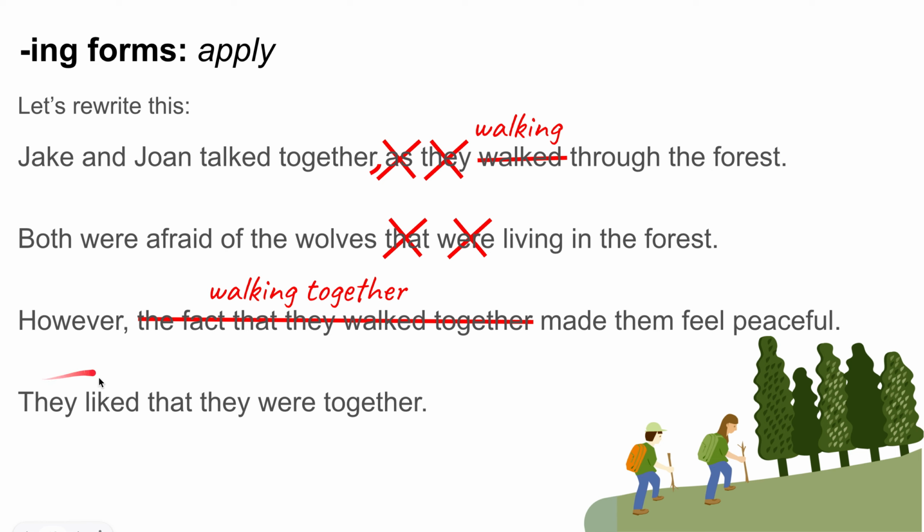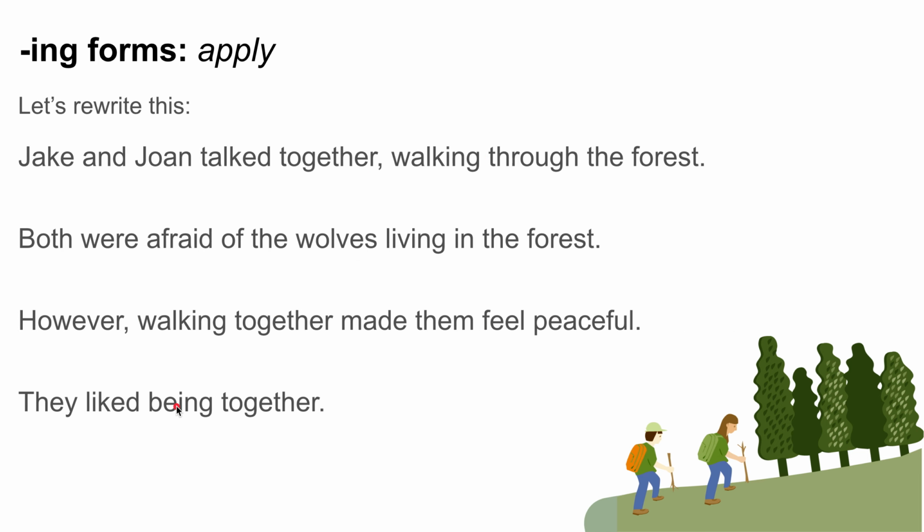And lastly, they liked that they were together. That they were together. What is that? That's a that noun clause. That plus the subject they plus the verb were. And I can delete all of this and replace it with being together. Then what do I have?